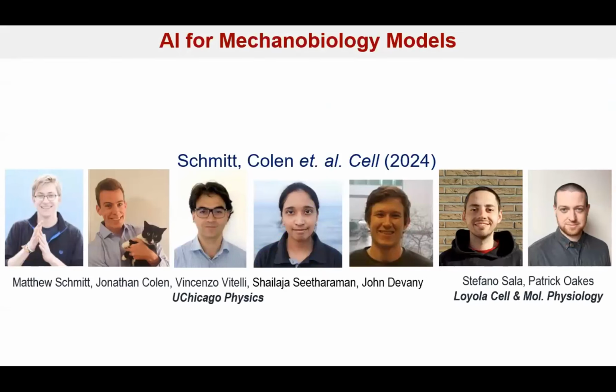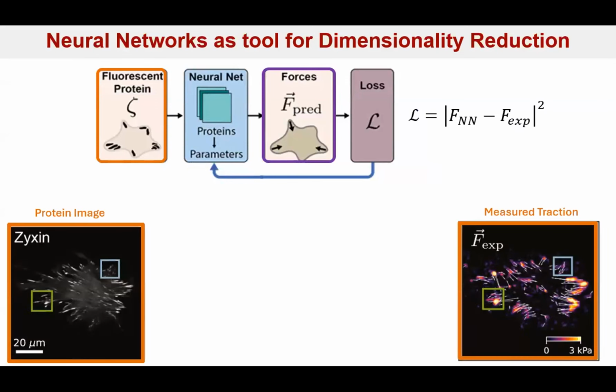So in this, we basically took all the data sets that Patrick had generated as a postdoc in my group, but then also that we could generate at large scales in our labs on a lot of different cell types. So that was all done by Stefano and then Shailaja and John Devaney in my group. And then two brilliant students, Matthew Schmidt and Jonathan Colin in Vincenzo's group, worked together to ask a question as like, could we train a neural network to make a prediction to go from the images of proteins to a traction force field? Okay, so this is the same kind of modeling question as like, how does a distribution of proteins make a prediction of the mechanical output of the cell?